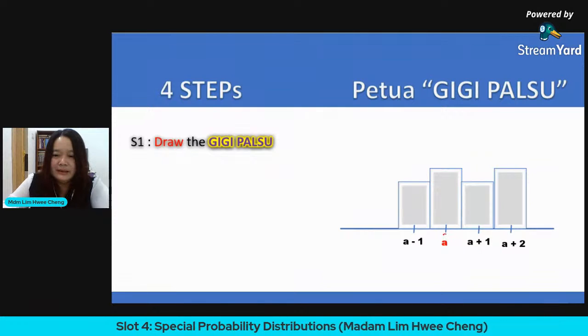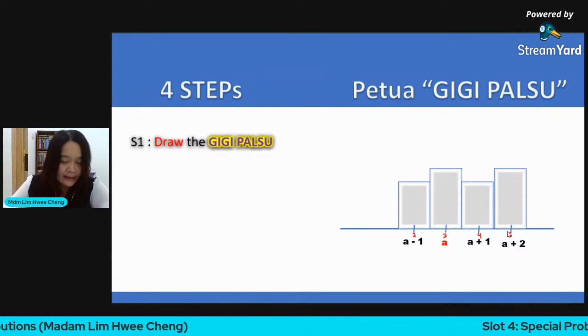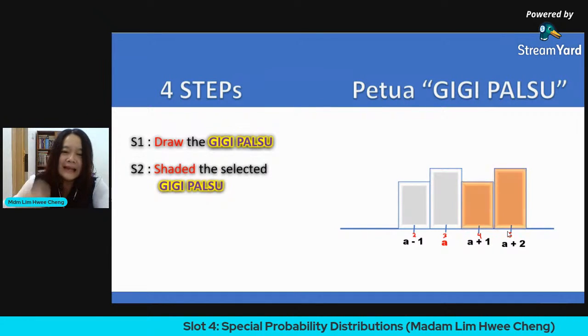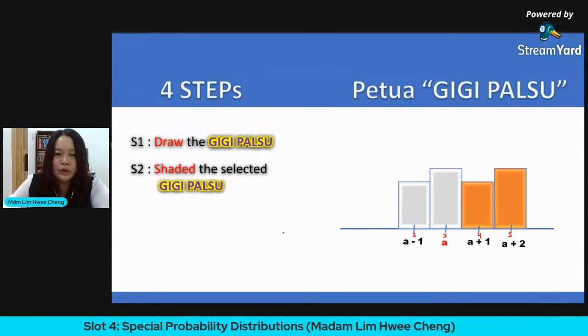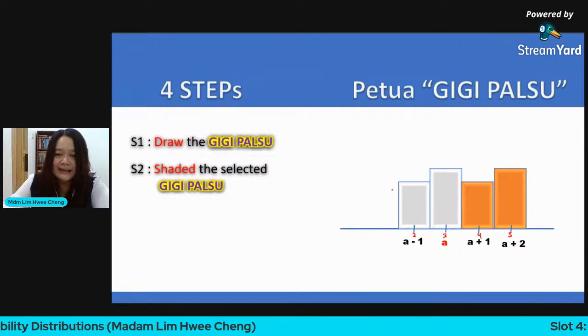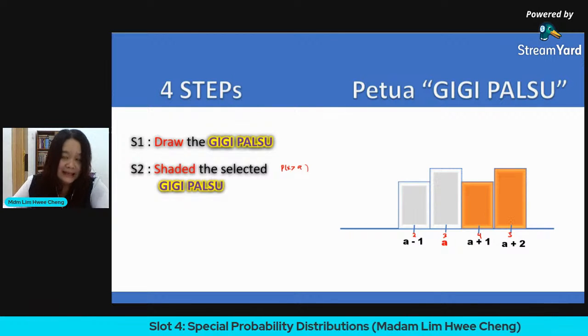That means if you label one as 3, then this one should be 2, and this one is 4 and 5, up to you, based on the questions given. After you draw your gigi, you shade the selected gigi based on the question. Let's say I want greater than A, so I will shade A plus 1, A plus 2.